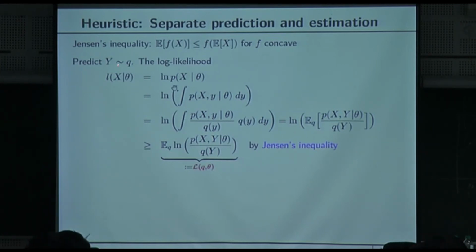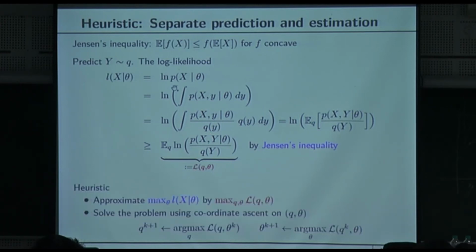because remember, keep this classification idea in mind. What I'm trying to do is classify from x to y according to q, and then I have to estimate theta, which is the parameter that I'm trying to get at. That's what has happened so far. So here's what I'm going to do. I'm going to approximate the maximization of L(x, theta) with respect to theta by maximization with respect to q and theta, two parameters, of this other quantity script L given q and theta. And I'll solve the problem using coordinate ascent.